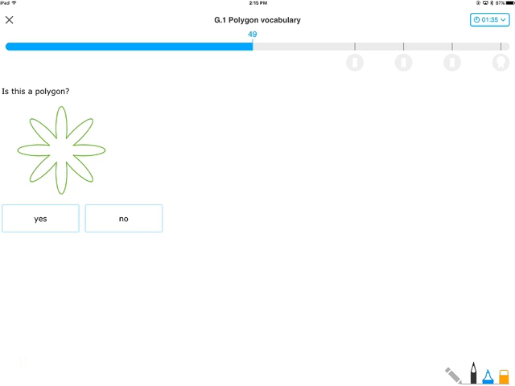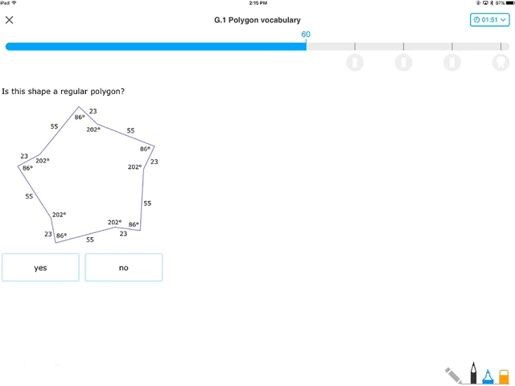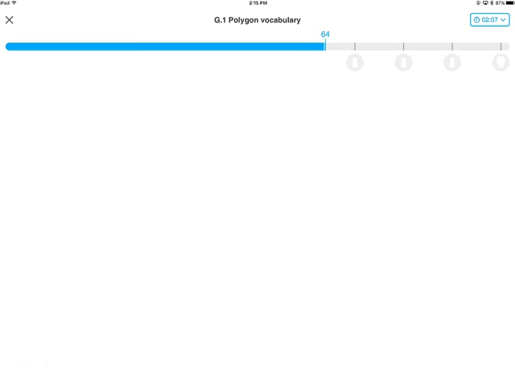Okay, is this a polygon? It's okay that it's concave, that it's got these indents, but it's not okay that it's got a curve. Okay, so no. Is this a polygon? This is similar to that other one. It's curved and not closed. Is this a regular pentagon? Again, it can't be regular if it's got any indents in it, because 202 is not the same as 86 degrees. And on the outside, we've also got 23 and 55 not being the same.